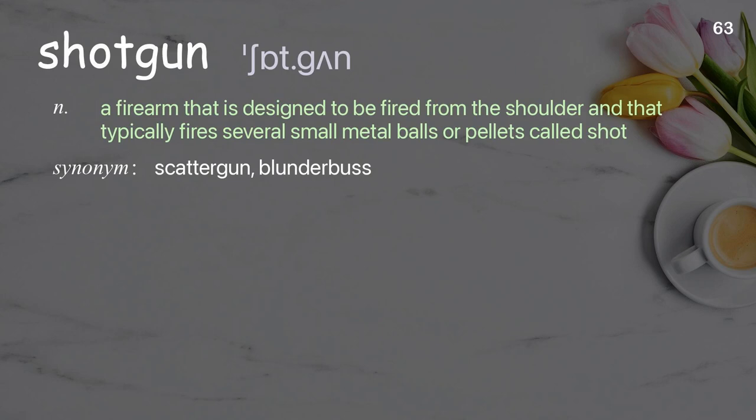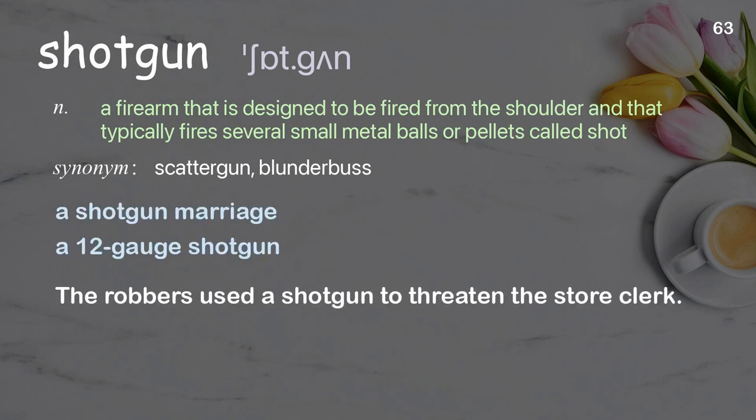Shotgun. A firearm that is designed to be fired from the shoulder and that typically fires several small metal balls or pellets called shot. Examples: A shotgun marriage. A 12-gauge shotgun. The robbers used a shotgun to threaten the store clerk.